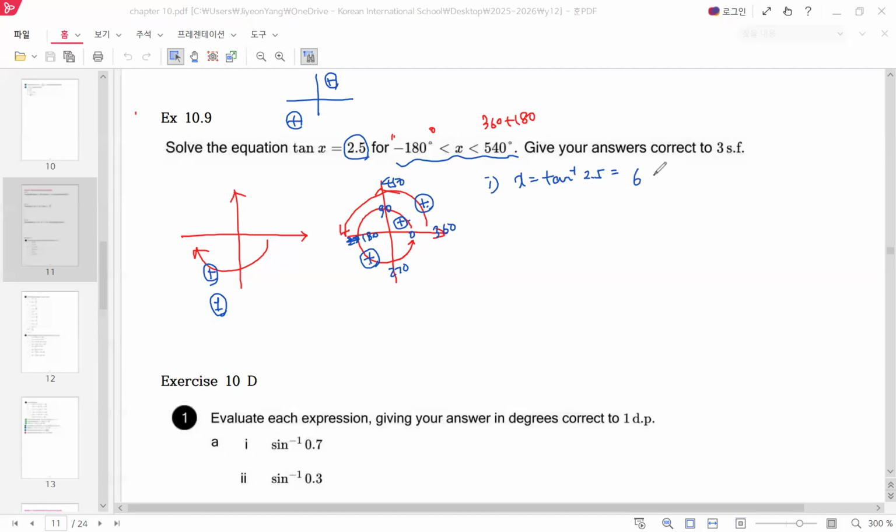Which is 68.2, because they ask you to write down 3 significant figures. Okay, secondly, let's find the angle. So 68.2 here, 68.2. Then the third quadrant one, on the negative direction, this one, 68.2. So you need to calculate this angle, right? So negative 180 and then plus 68.2.